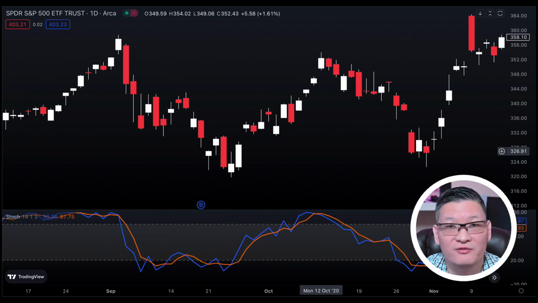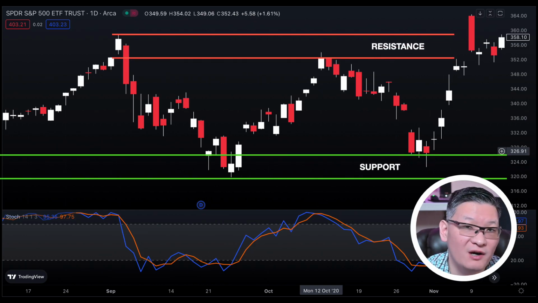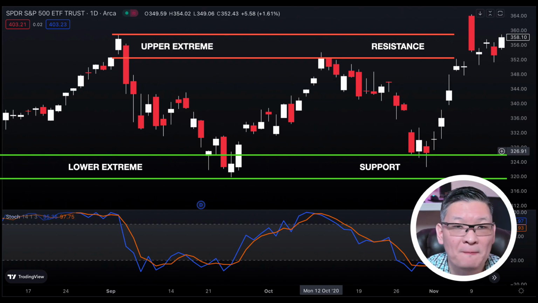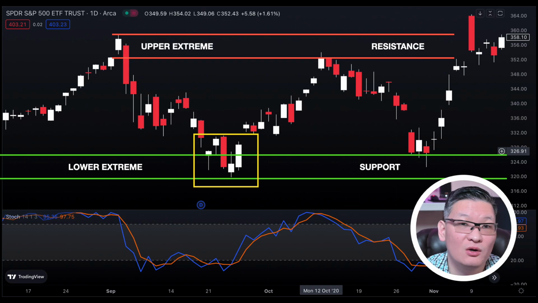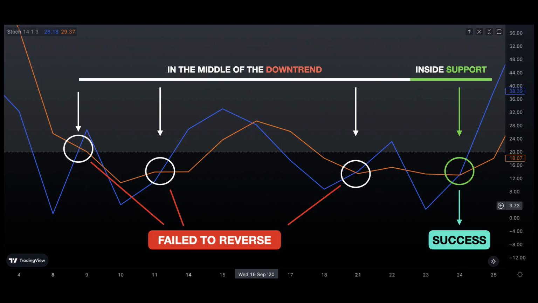Take a look at the chart of SPY. We have solid support and resistance areas that qualify as upper and lower extremes. Let's assume a trader wants to initiate a long position inside the lower extreme, which is the support area. Notice how the stochastic indicator already shows the buy signals even before the price reached the support zone. It did it 3 times before the actual reversal to the upside happened.